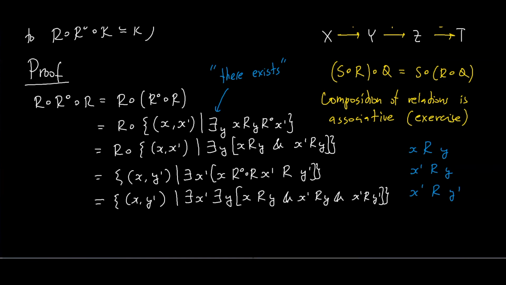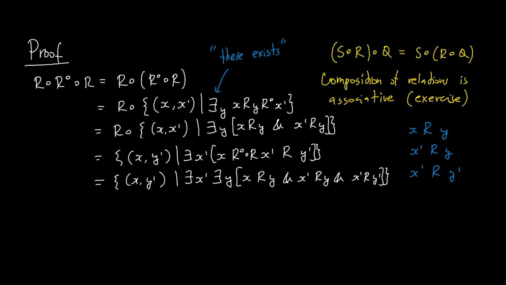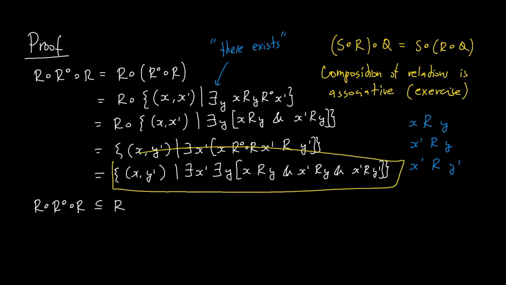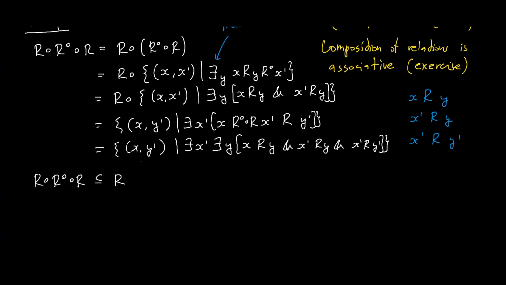Okay. We've computed that triple composite we had. And now we're going to analyze what it means for that triple composite to be a subset of R. So the triple composite is this. Now if I say that this thing is a subset of R, that is saying that this set is a subset of R. But what does that mean? It means that every element of the left-hand side set must be in the right-hand side.